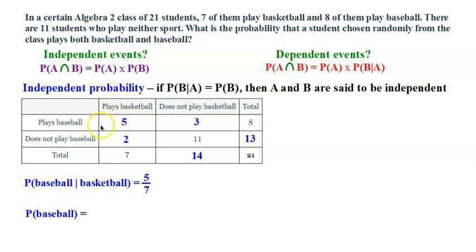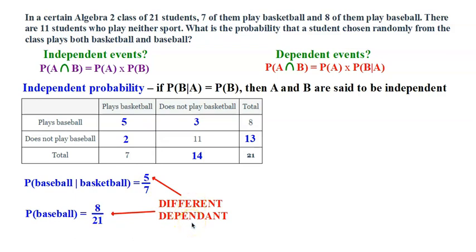So what we have is, of the 7 people that play basketball, 5 of them play baseball, so 5 out of 7. Well, what's the probability that they play baseball just out of everybody? Well, baseball is all the way over here. 8 people total play baseball out of the total people in the class, which is 21. All right, so those are different. And if they're different, that means it's dependent.